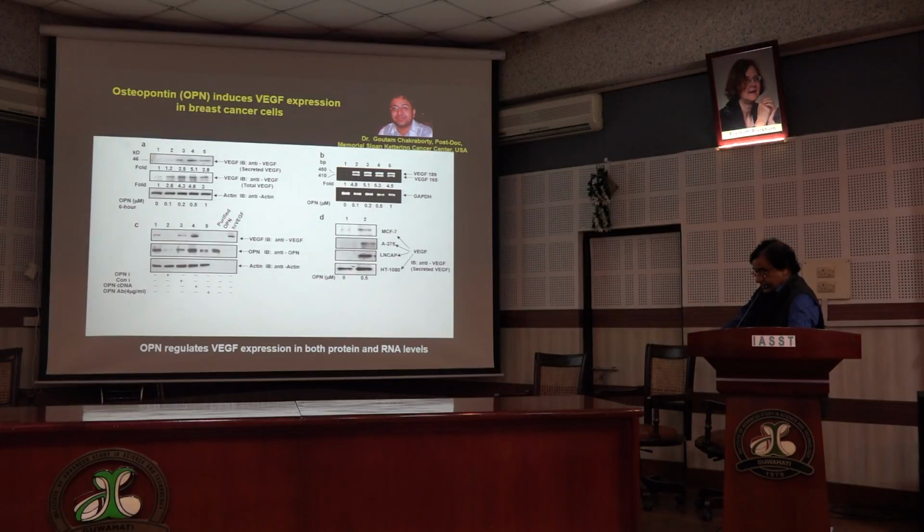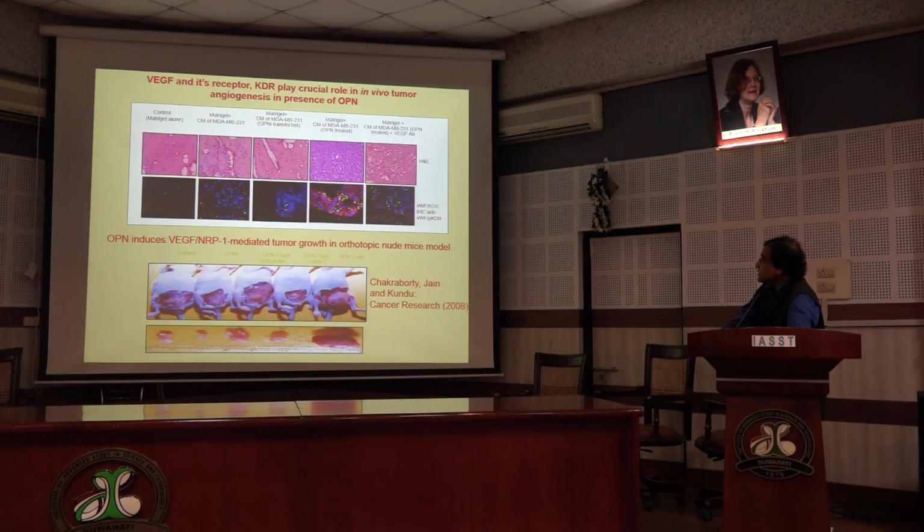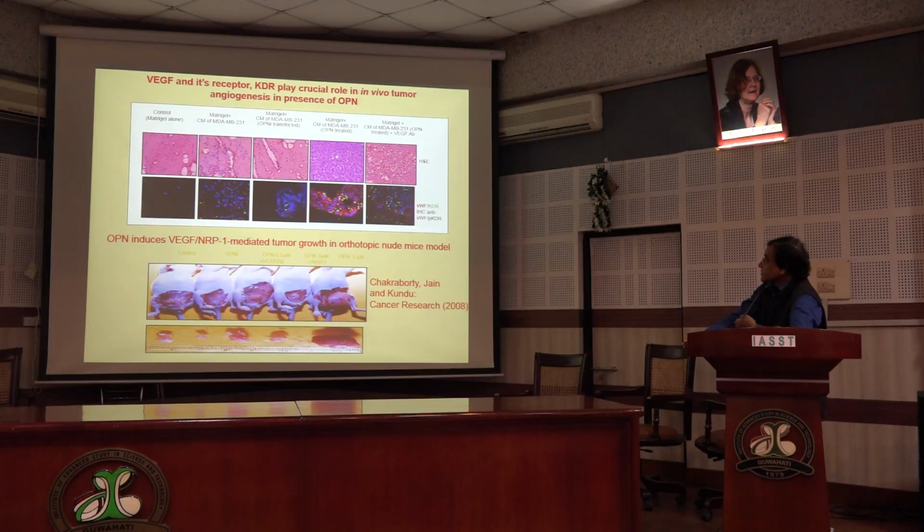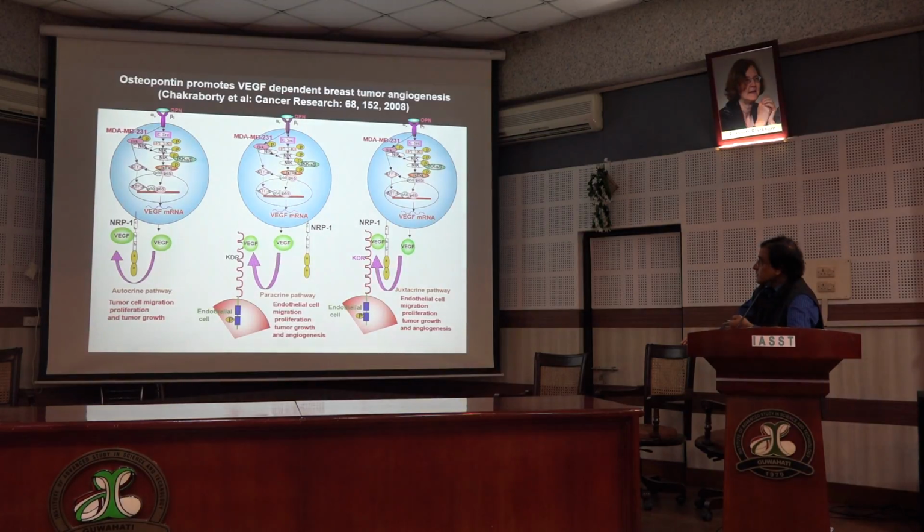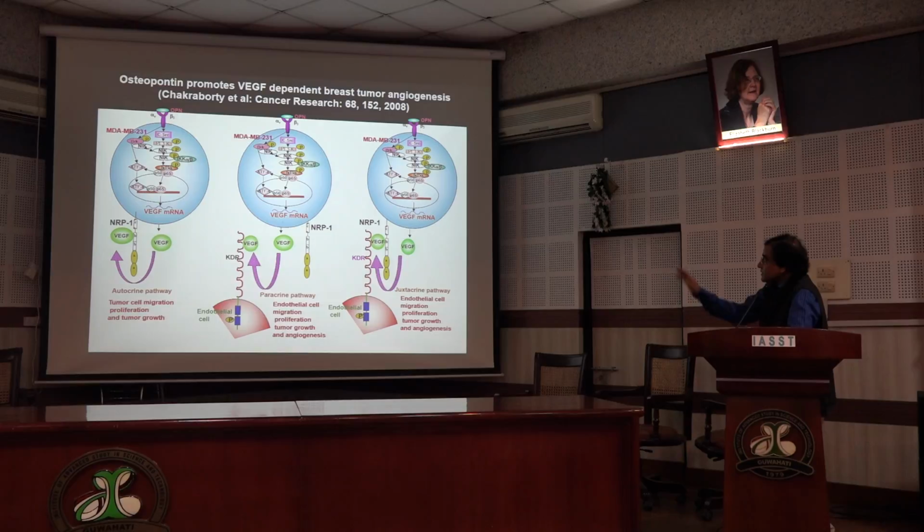And ultimately we have shown that this osteopontin-induced, tumor-derived VEGF regulates tumor angiogenesis. This is that in vivo angiogenesis model, and that enhances breast tumor growth in the nude mice model. So then we sequentially analyzed all these by immunohistochemistry, etc. This paper was published in Cancer Research, and so I have not shown you all the detailed data because I will be showing some new data.